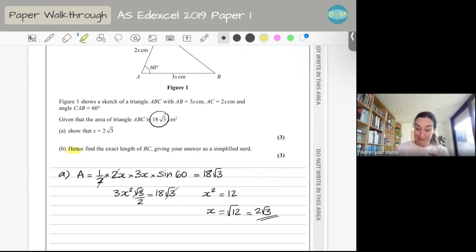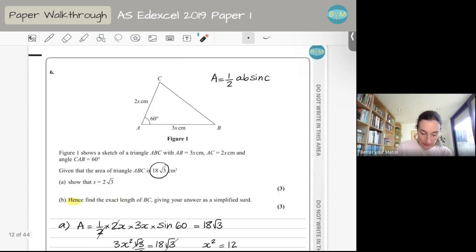Again, we are going to use that. Find the exact length of BC. So BC is this side here. We know x, and even if you are not able to do this part A, you know x. So please don't skip the whole question when you don't know how to do the first part, because you still can find easy bits after. So 3x, if x is 2 root 3, is going to be 6 root 3. Just multiplying 3 times 2 root 3, and 2x is going to be 4 root 3.